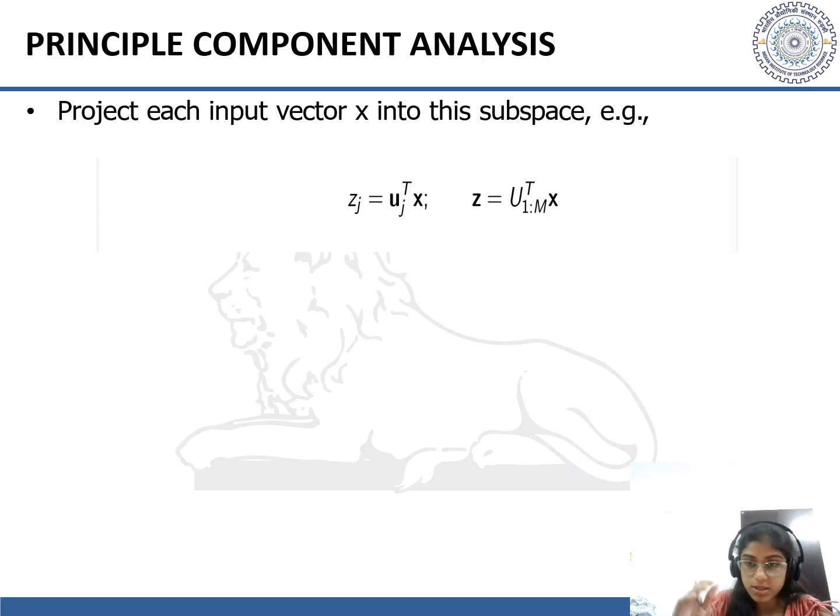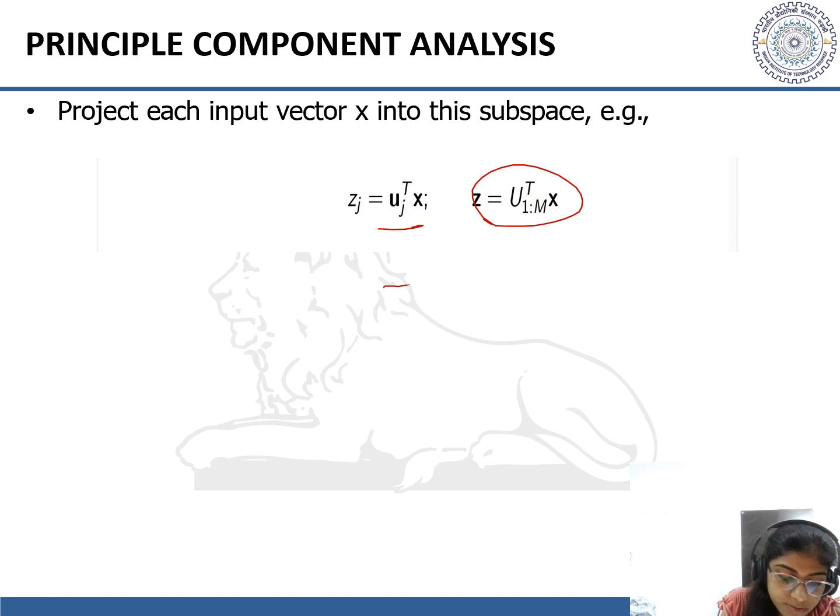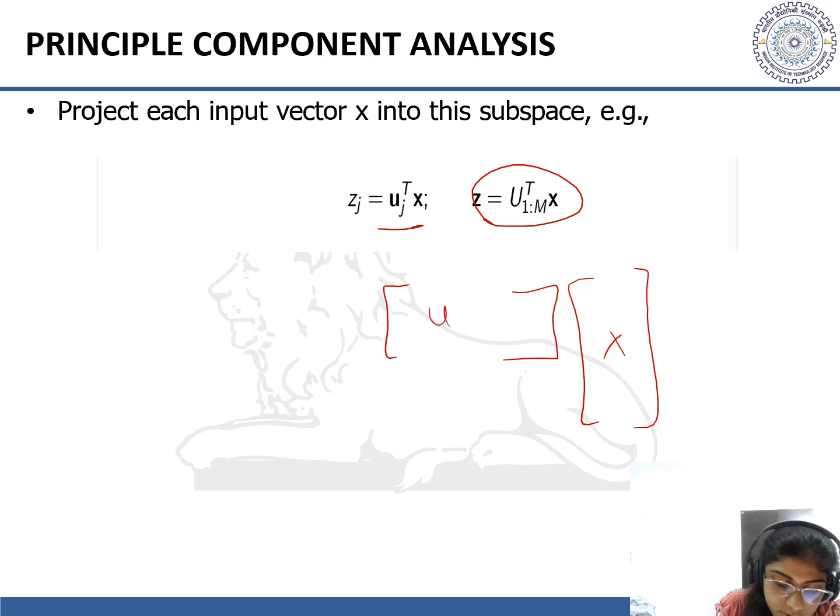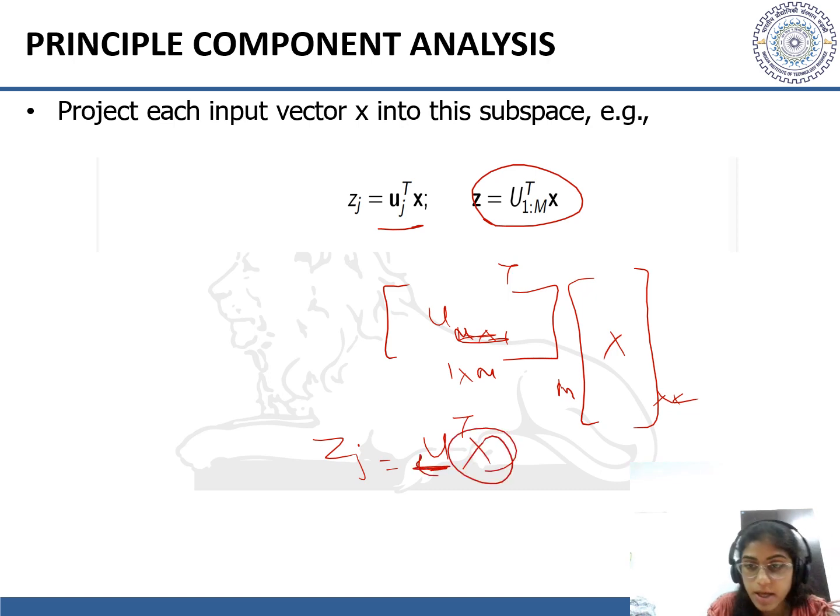Now I project the input vector x to this subspace. The vectors I have got are U and U transpose x. This is of the form: x is n cross 1, U transpose is 1 cross m, m cross k. Let Z be U transpose x. This is the projection of x into the subspace I have reduced to, the subspace of the PCA.